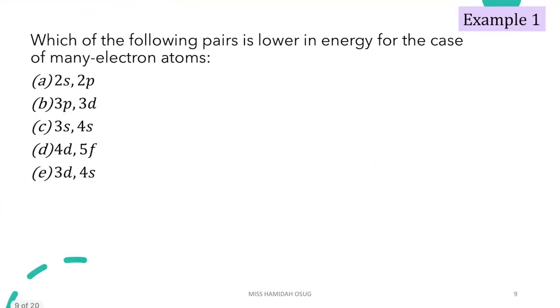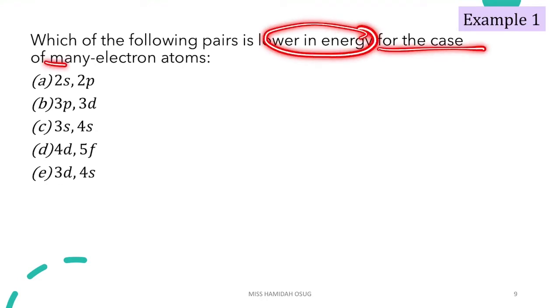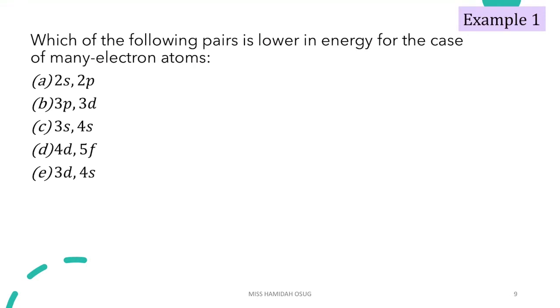So let us take a look at example 1. You are asked to determine which one is lower in energy for the case of many electron atoms. So question A, you are asked to compare 2s and 2p. So this is easy, 2s is lower in energy. Okay, question B, compare 3p and 3d. So 3p is lower in energy.